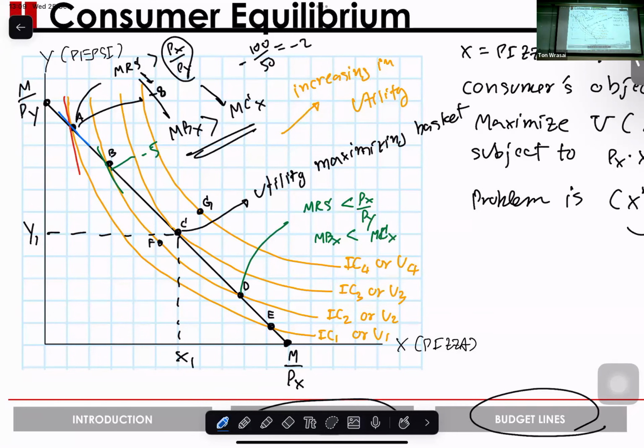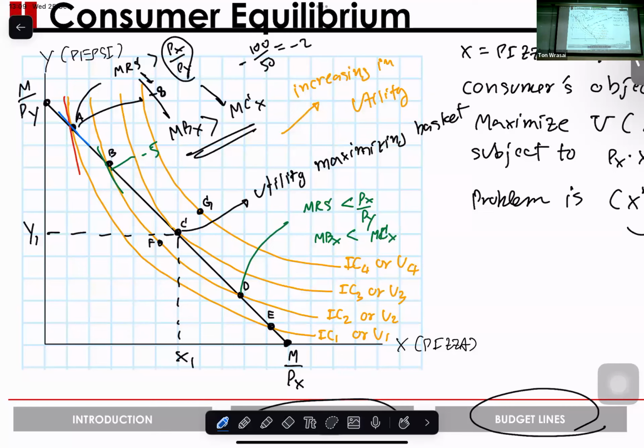Which basket maximizes utility given the budget constraint? Basket C? Why not G? Why? He cannot afford it. Okay, he cannot afford G. So G cannot.